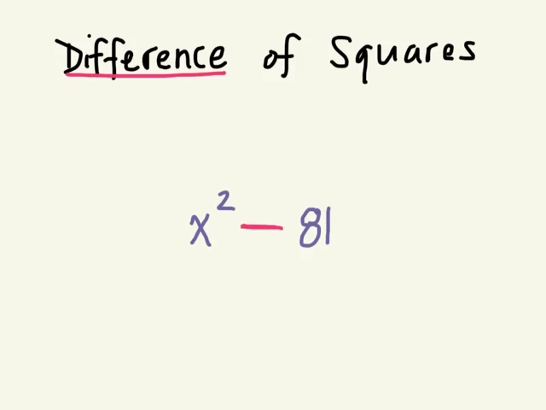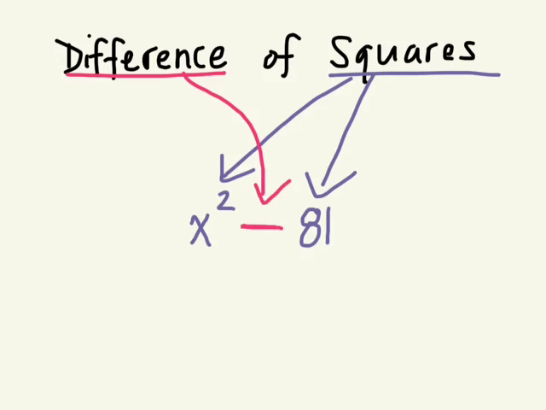What you just gave me is a difference of squares. What that means is that the first term and the last term are perfect squares, and they are represented by a difference. So how many terms does a difference of squares have? It can only have 2 terms, which makes it a binomial.